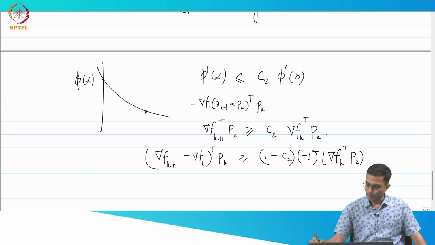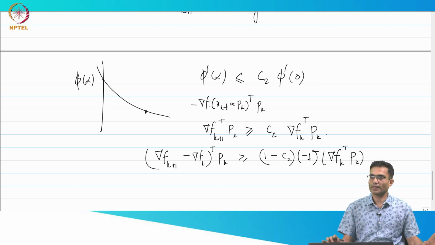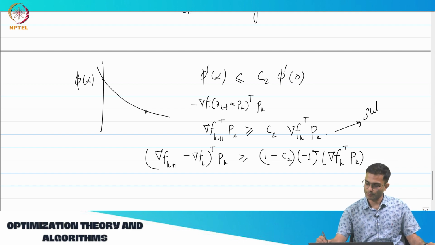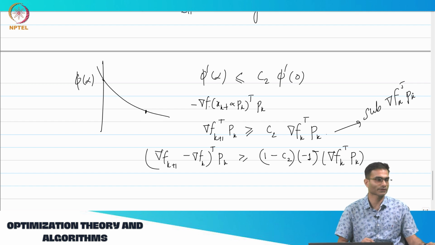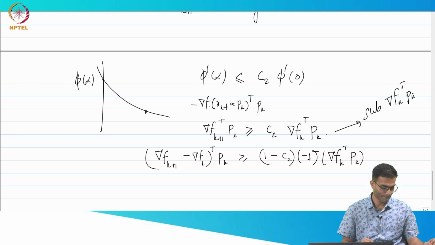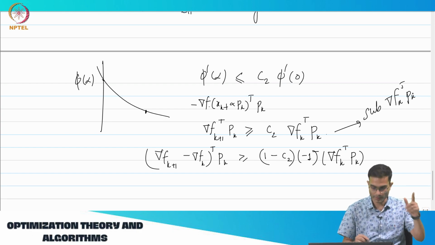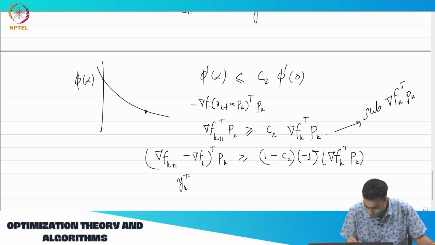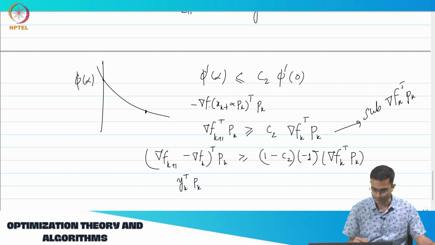Is this okay with everyone? We just subtracted grad fk transpose pk from both sides. What is this left hand side? Grad fk plus 1 minus grad fk is what? Yk. So this is yk transpose pk.